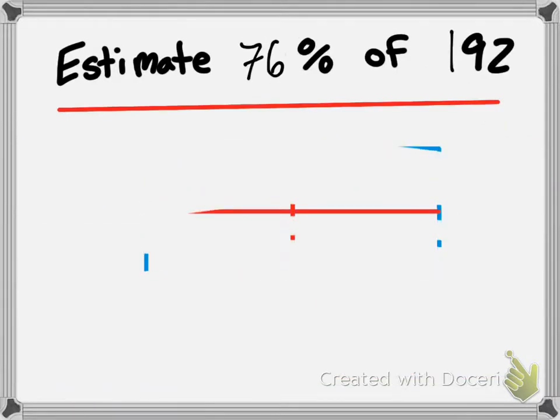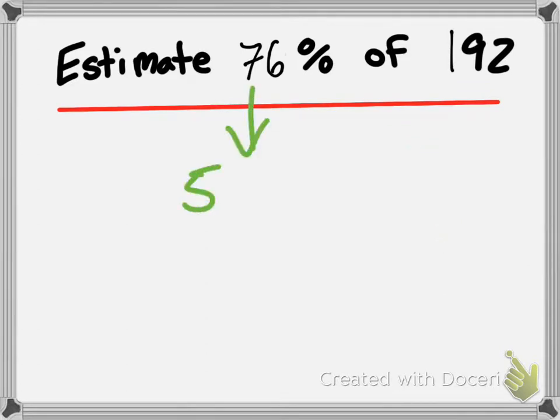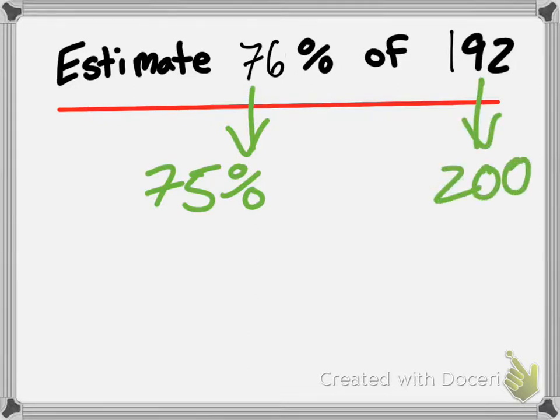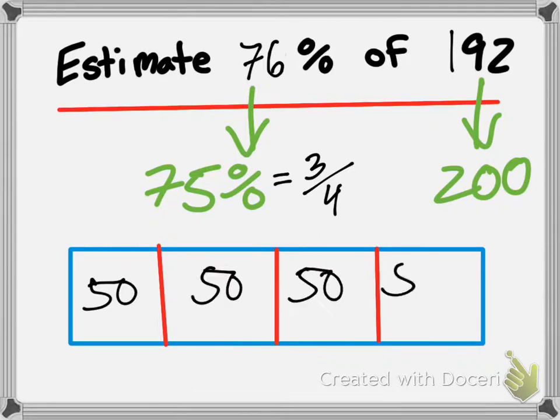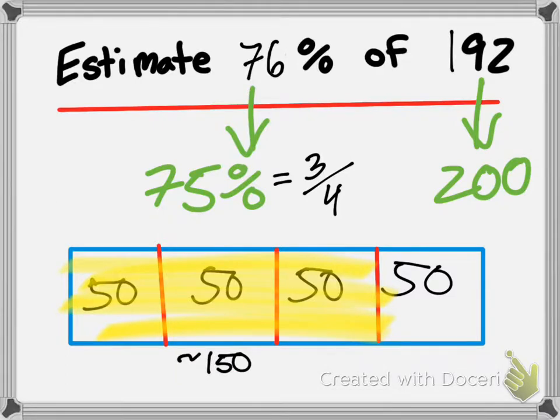76% of 192. Let's go do this the easy way again. We're going to find 75%, because we know that, of 200. 75%, what is that as a fraction? Our memorized ones. Yes, 3/4. If you don't memorize, we've got to practice. Divide 200 into 4 groups. We get 50. And I care about 3 of them. If I care about 3 of them, those 3, we add them and I get approximately 150.